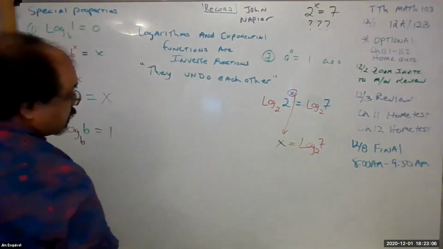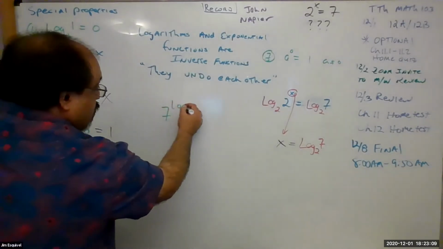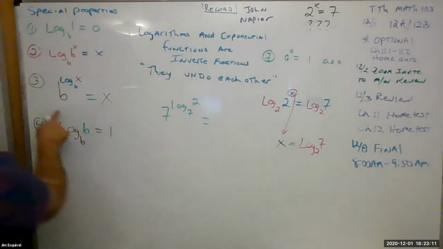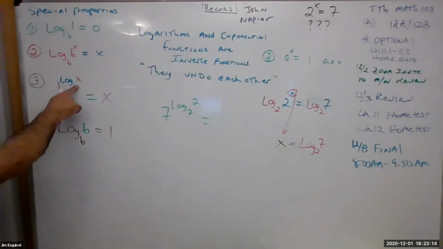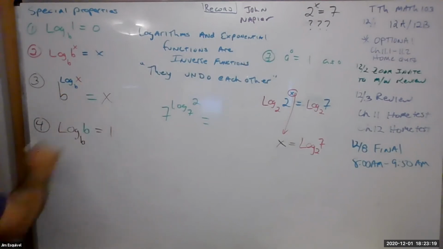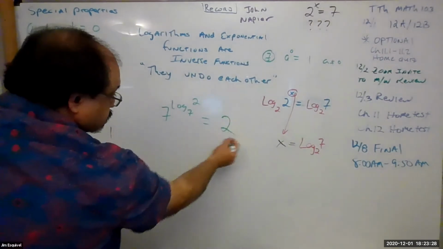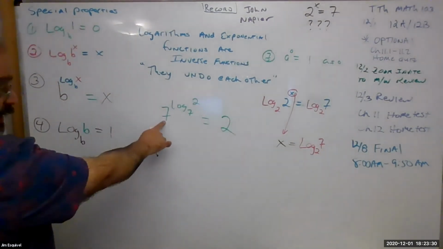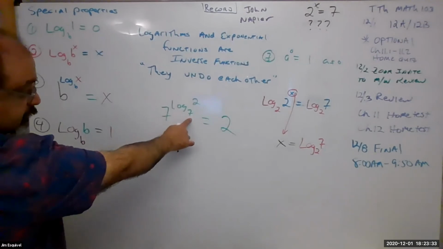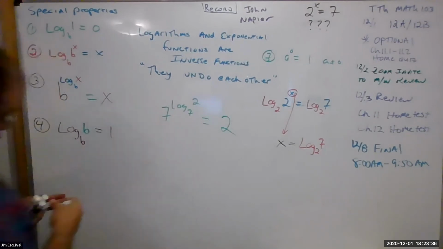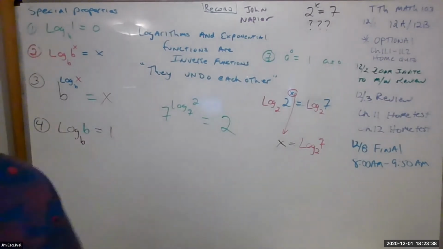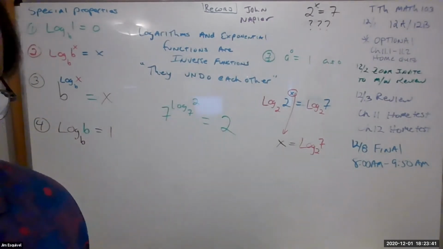Look at property 3. 7 to log base 7 of 2. 7, log base 7, and that's my 2. So what's the answer? This base 7 undoes the logarithm base 7. There's no work to show. You need to know the properties.